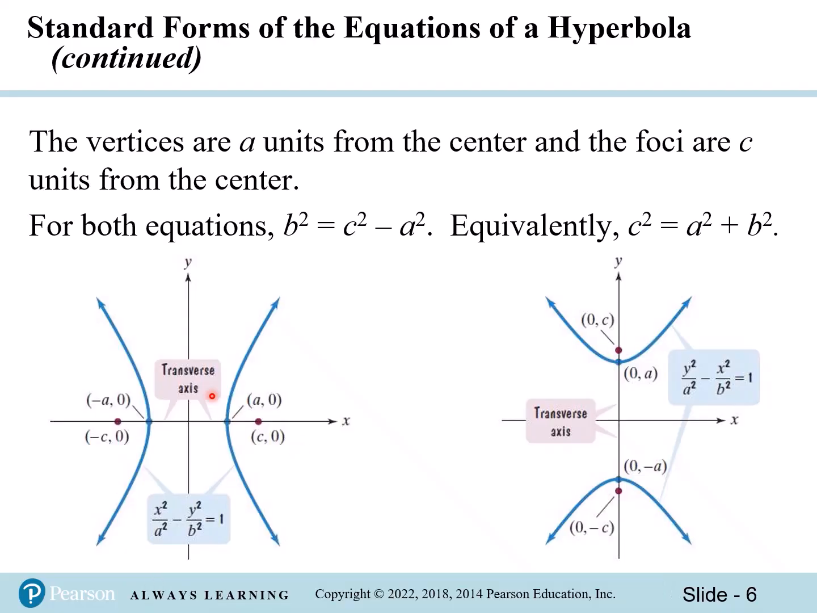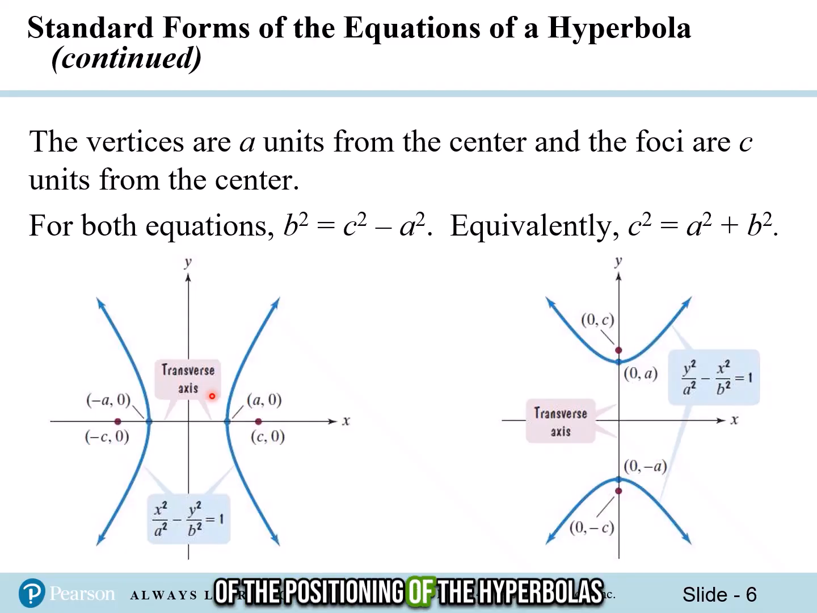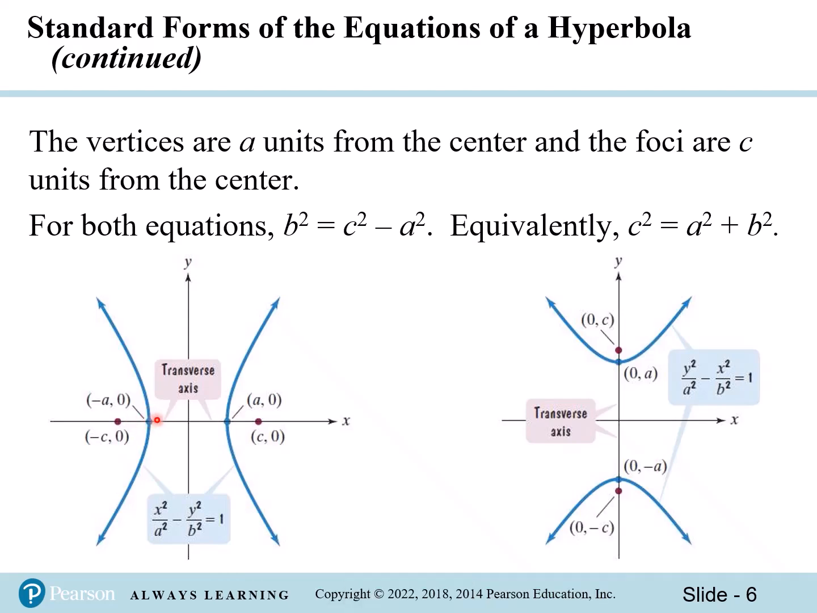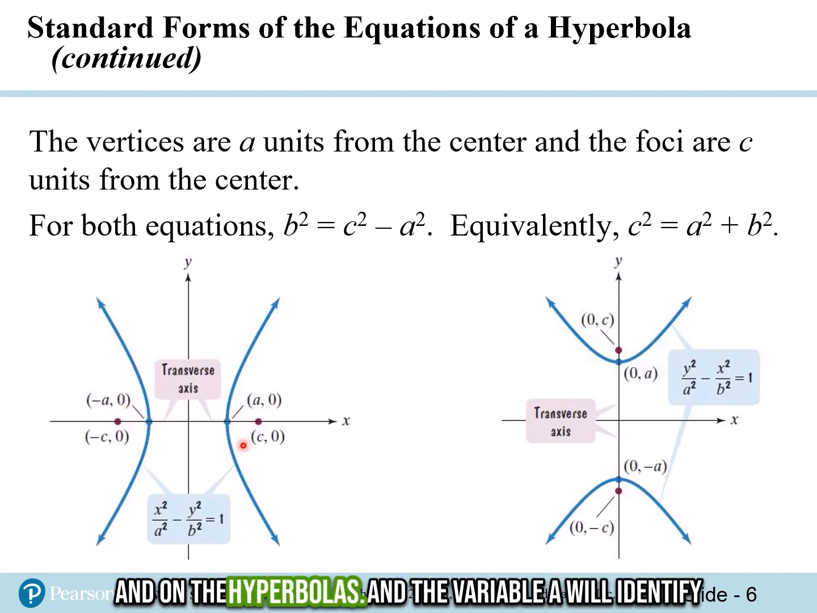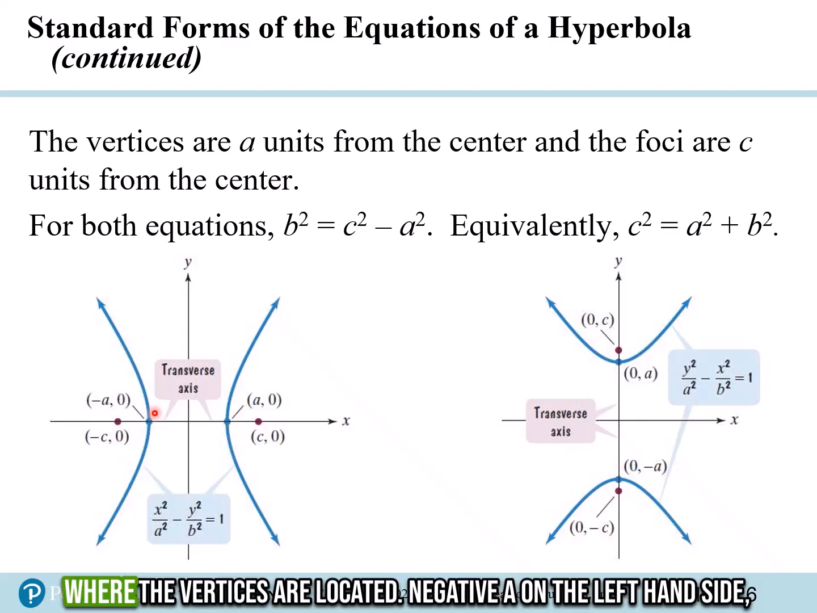All right. Now, regardless of the positioning of the hyperbolas, the vertices will always be located on the axis and on the hyperbolas, and the variable a will identify where the vertices are located.